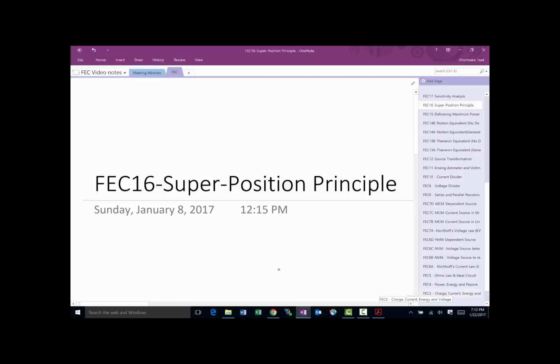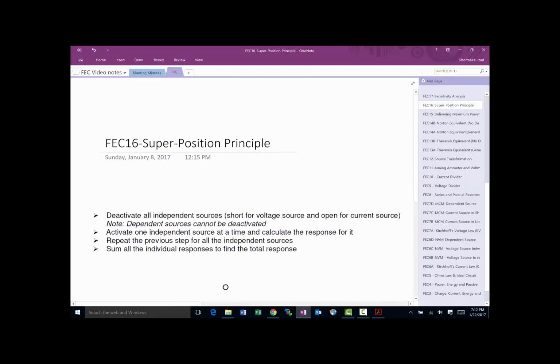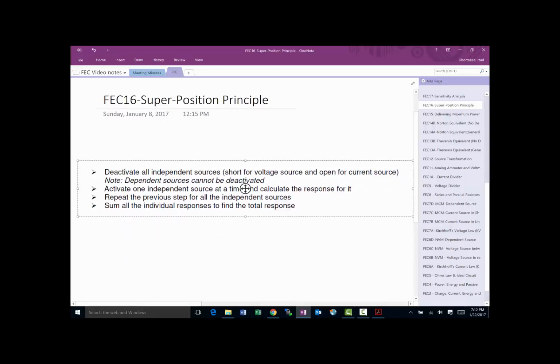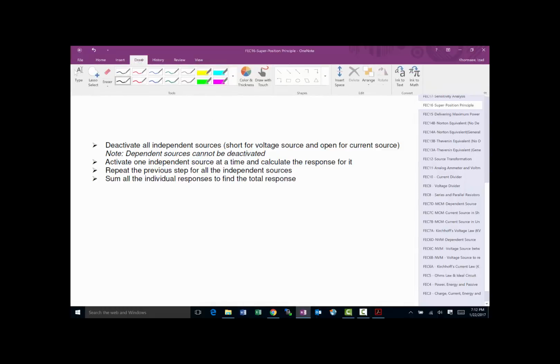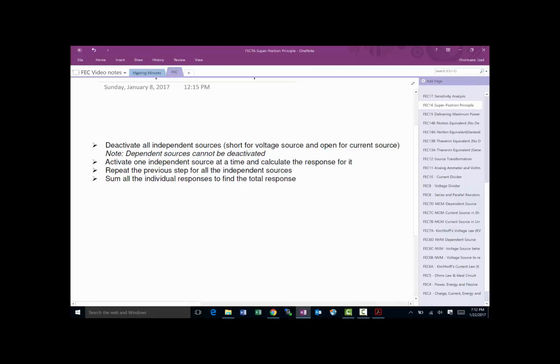So we're going to start applying that. But before we go forward, there are a few things we have to agree on. In order to do this process, we have to deactivate all independent sources. We do not touch the dependent sources. Dependent sources do not change. We only deactivate all independent sources except for one.